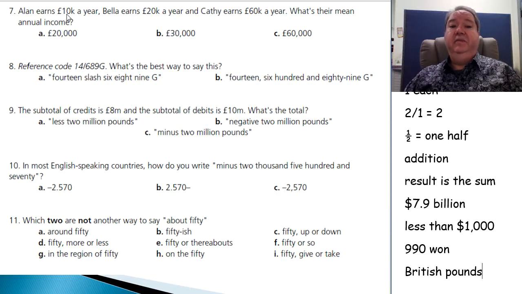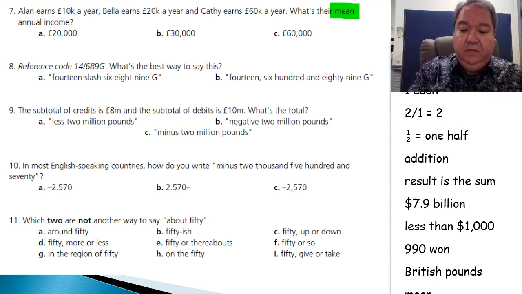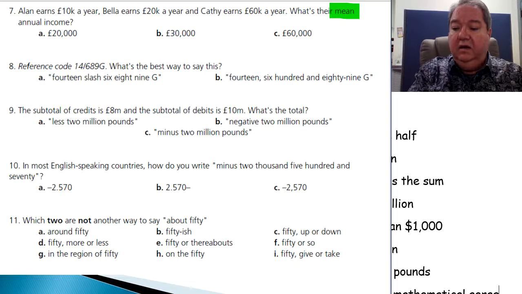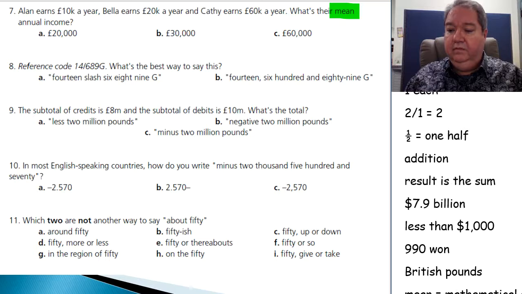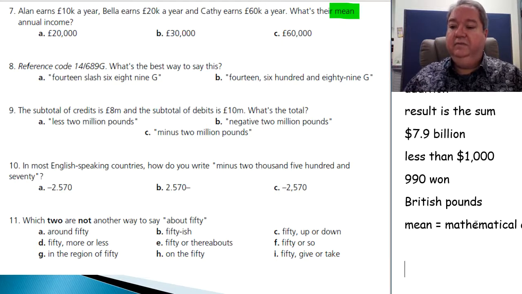Alan earns 10,000 pounds a year. Bella earns 20,000 pounds a year. And Kathy earns 60,000 pounds a year. What's their mean annual income? What's the mean? The mean is the mathematical average.